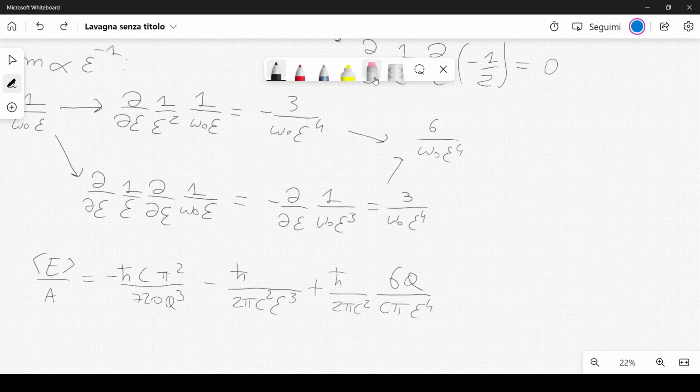So let me put together some terms. So this 6 divided by 2 will give us 3. I can put it here, but never mind. Then c times c squared will give us c cubed.